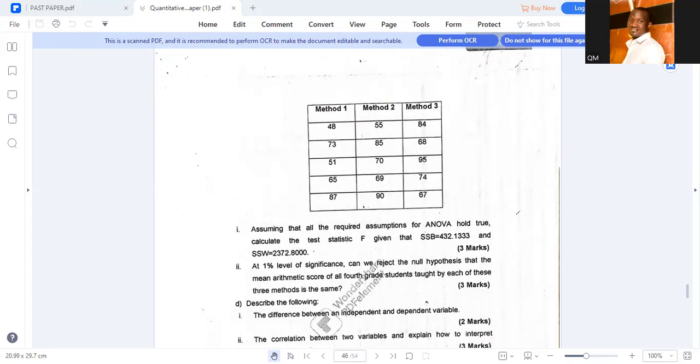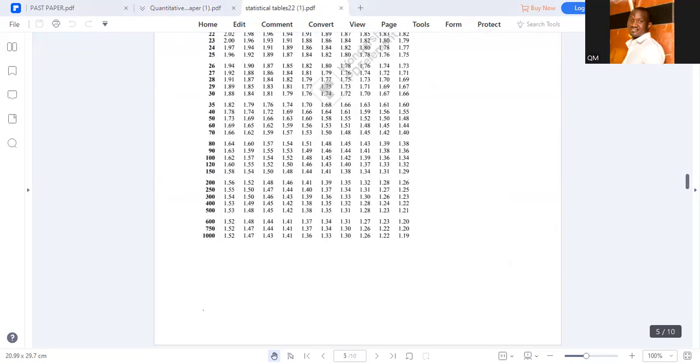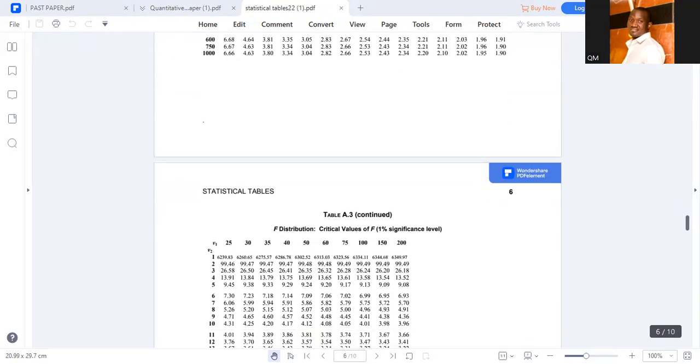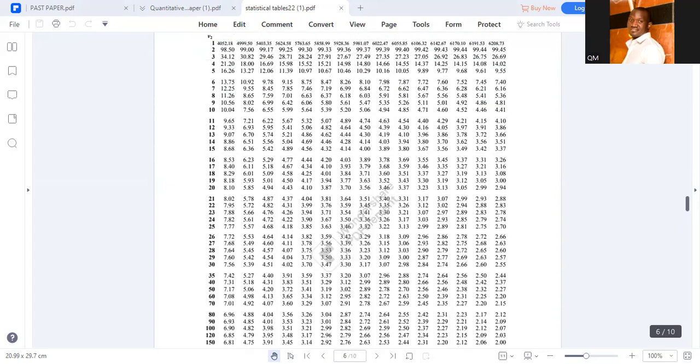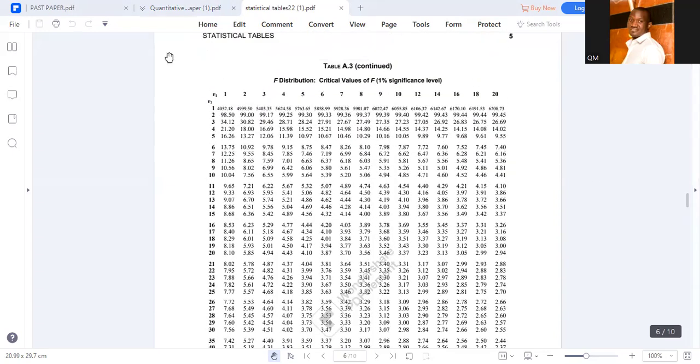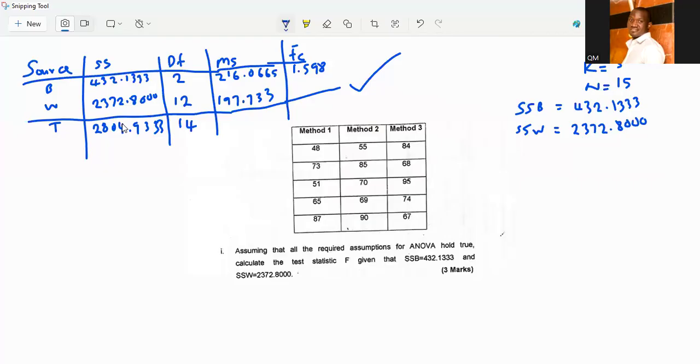Okay, statistical table. I need you to be very careful in understanding how to read this. When you go to the F table, it's at the bottom, at the last. This is a 1% table. It's continuous here, so you use the degree of freedom to read your F tables. Here at 1%, what are the coordinates? You get them from here, 2, 12.